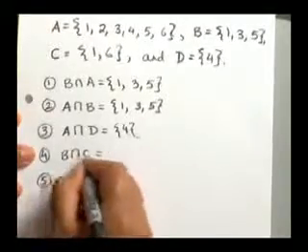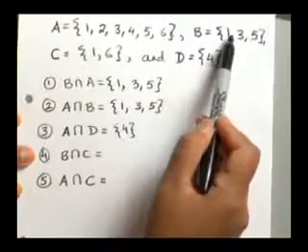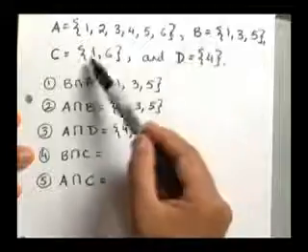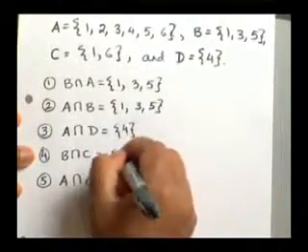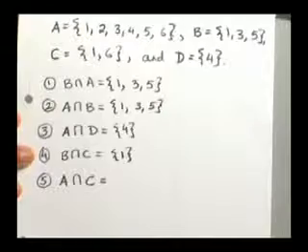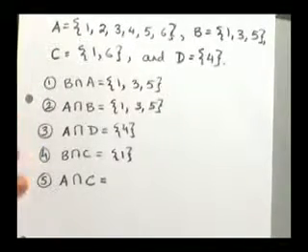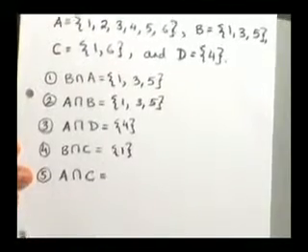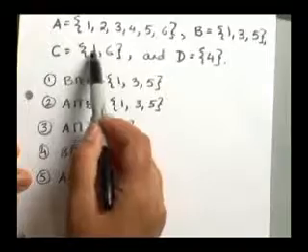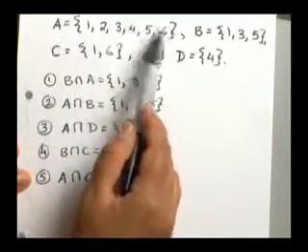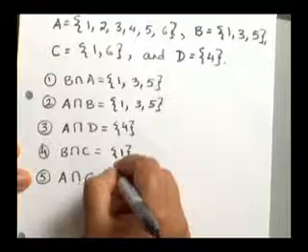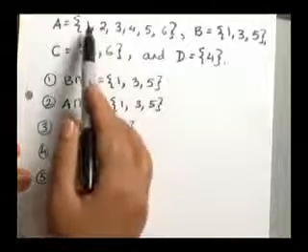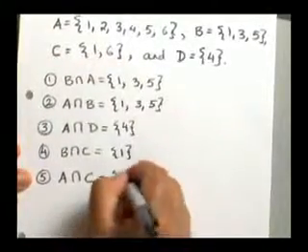Now let's look at B intersected with C. B has the elements 1, 3, 5. C has 1 and 6. So the only element common between the two sets is the number 1. So you will include only that. The last one here is A intersected with C. C has 1 and 6, and those are also part of A. So we can go ahead and say that the intersection of the two sets, A and C, will be the elements 1 and 6.